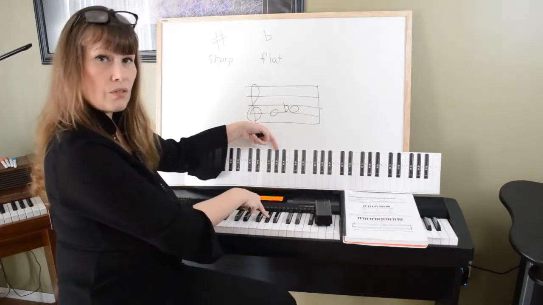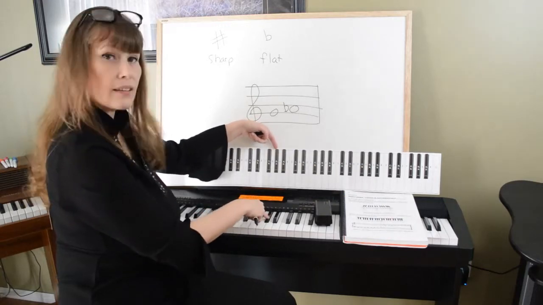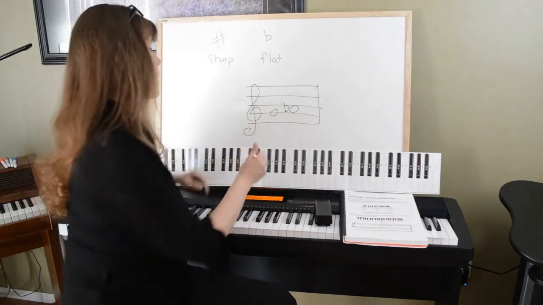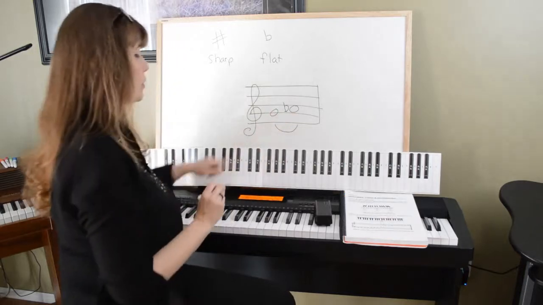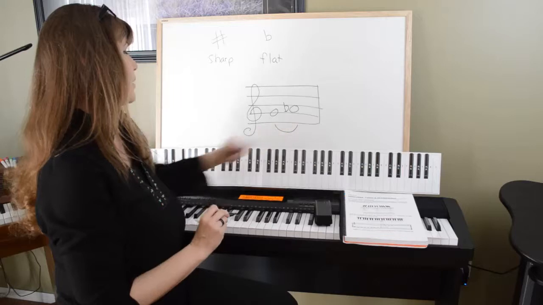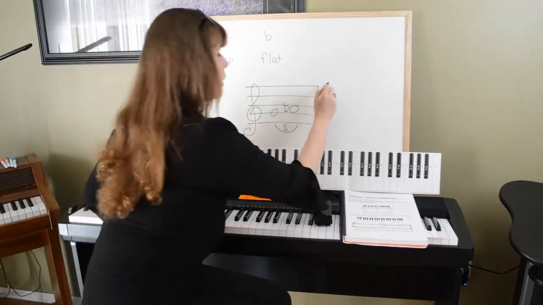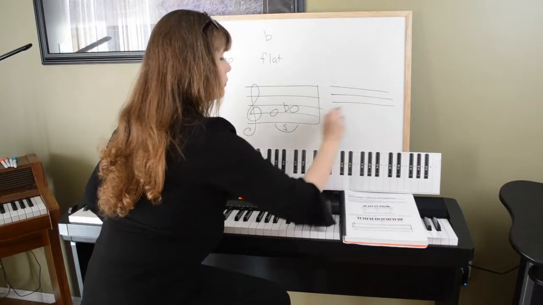That black note has two names. It can be a G sharp or it can be an A flat. So here's a sample of a semitone. And in music we show the semitone by doing that, a smile, a little slur mark. So that shows a semitone. Now what about a tone?